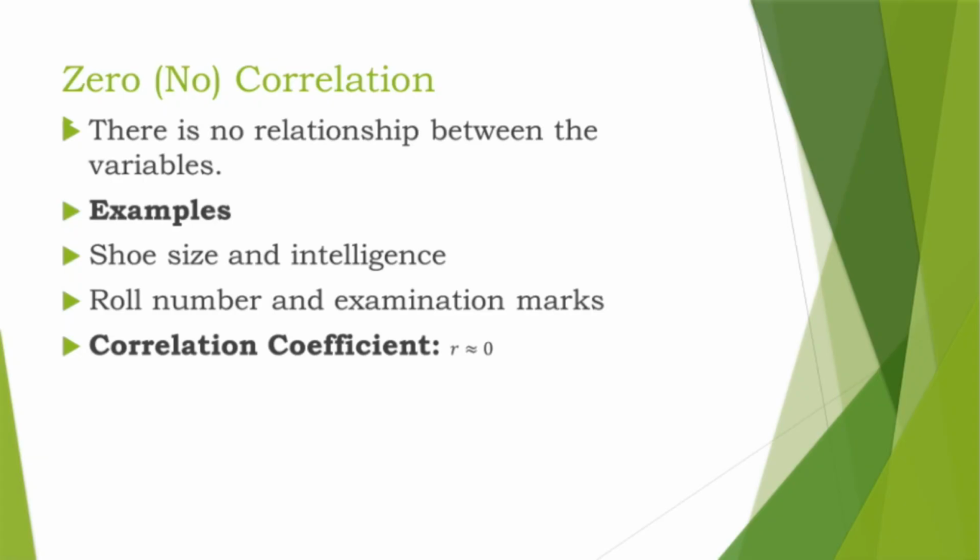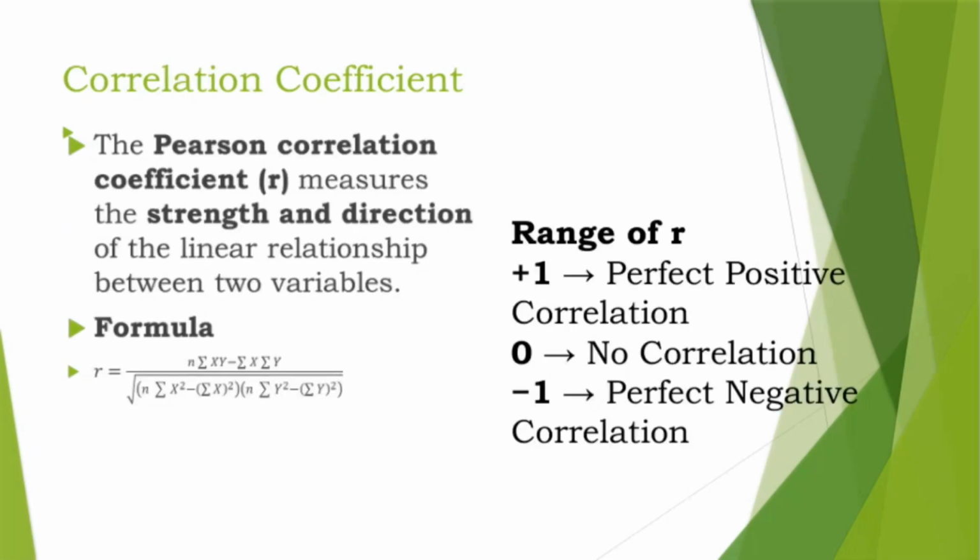A zero or no correlation indicates that changes in one variable have no consistent relationship with changes in another variable. For example, a person's shoe size generally has no meaningful relationship with their intelligence or examination performance.